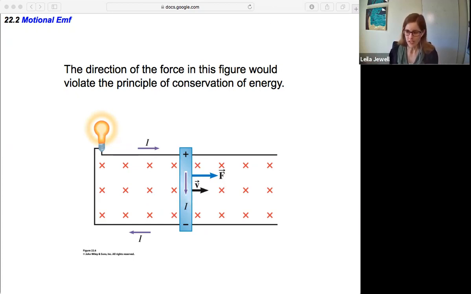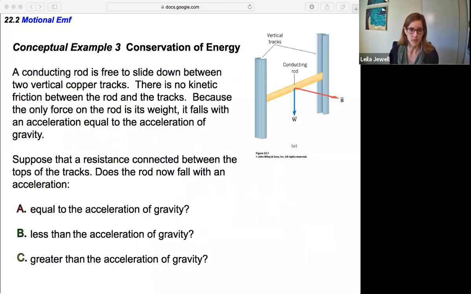We can highlight this idea with a conceptual example, conservation of energy. The conducting rod is free to slide down between two vertical copper tracks. There's no kinetic friction between the rod and the tracks. Because the only force on the rod is its weight, it falls with an acceleration equal to the acceleration of gravity. Suppose the resistance is then connected between the tops of the tracks. Does the rod now fall with an acceleration equal to, less than, or greater than the acceleration of gravity?